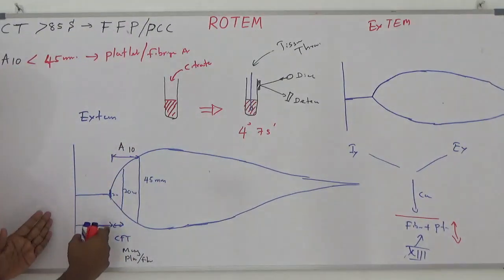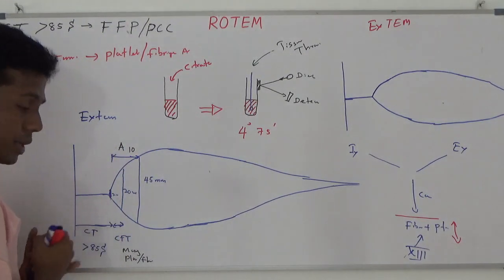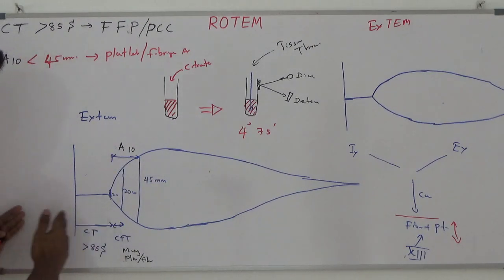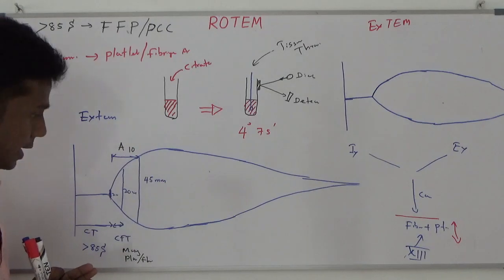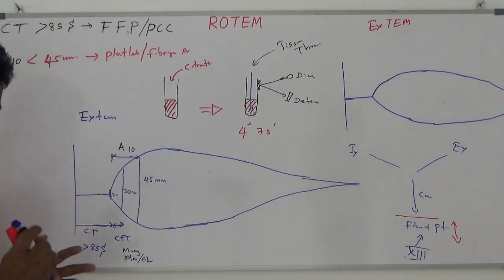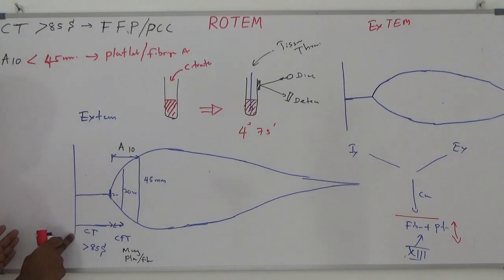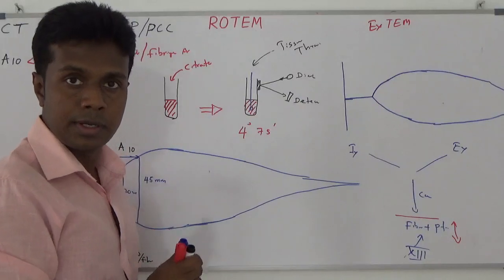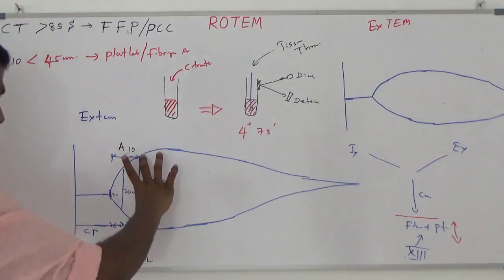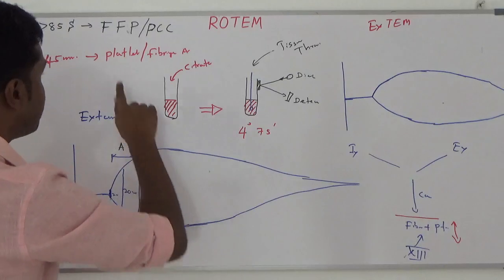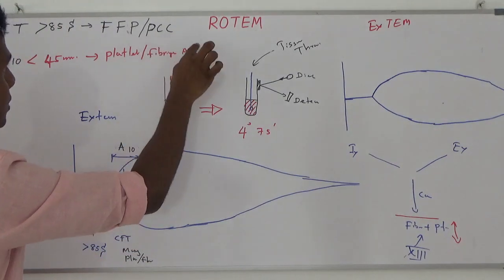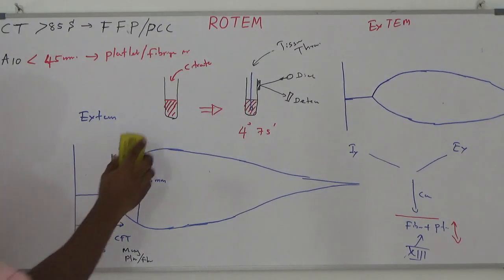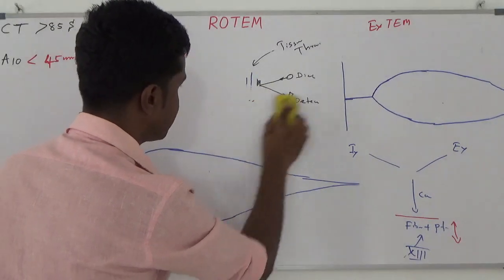But if you find normal clotting time with high A10, or prolonged clotting time with high A10, if your patient has high clotting time, you have to give FFP or prothrombin complex concentrate. If your patient has high A10, it may be due to a problem in the platelet or a problem in the fibrinogen. In that case, we have to run another test.